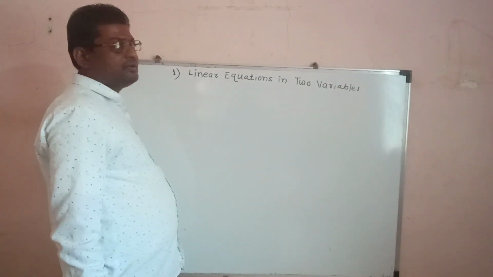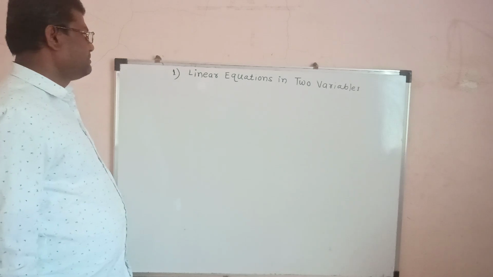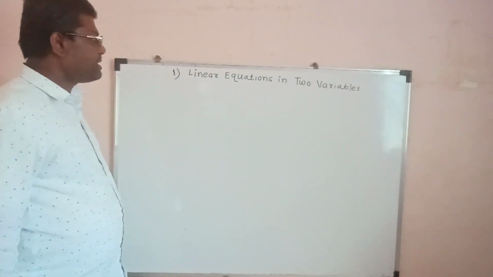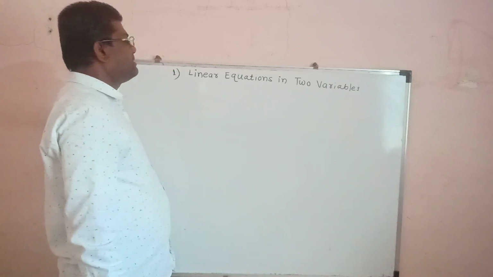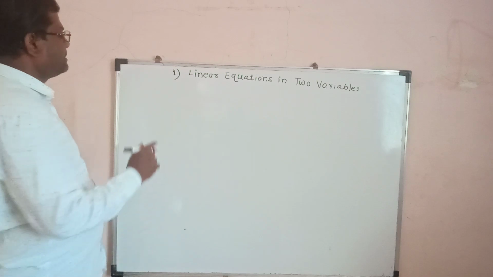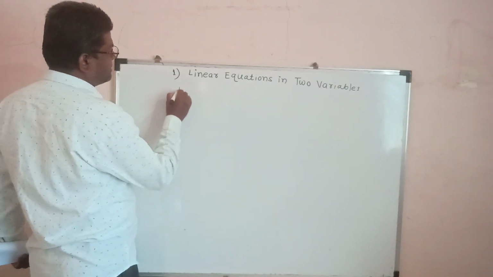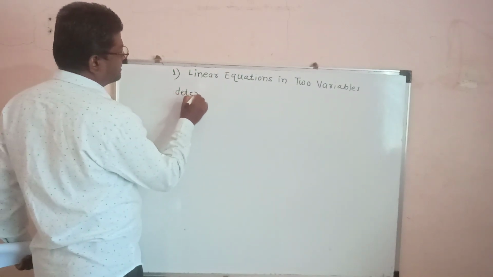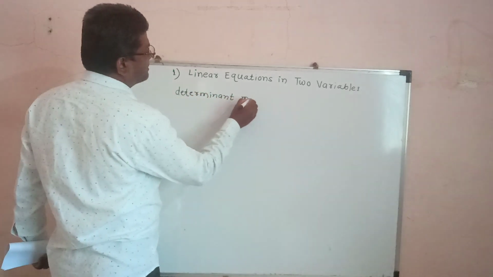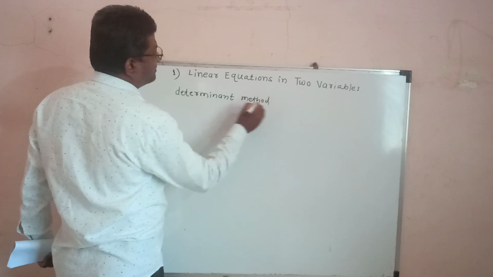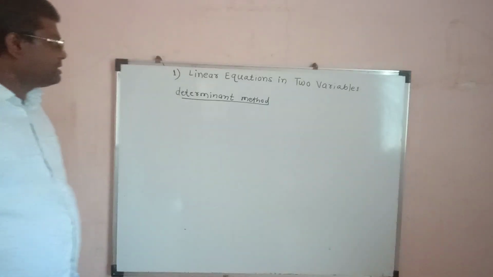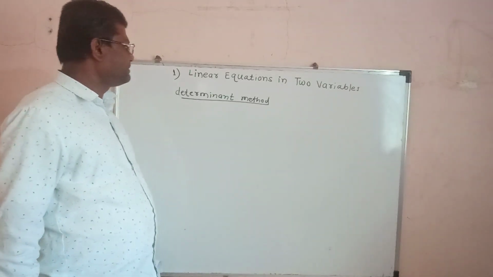Linear equations in two variables. Lesson number 1, Mathematics Part 1, Algebra. This is lesson number 1, 10th standard. Let us see the determinant method to solve linear equations in two variables.